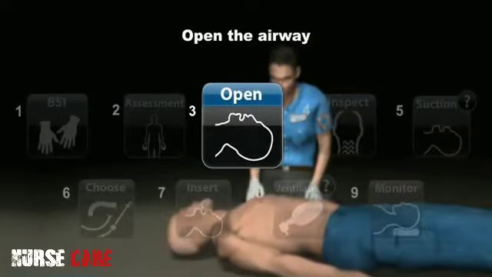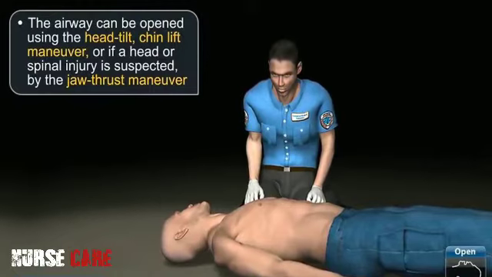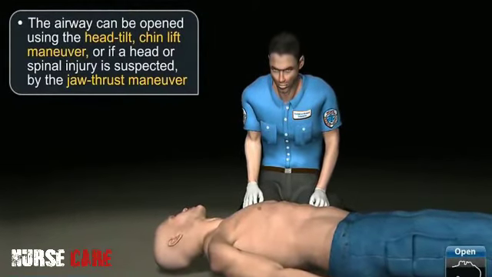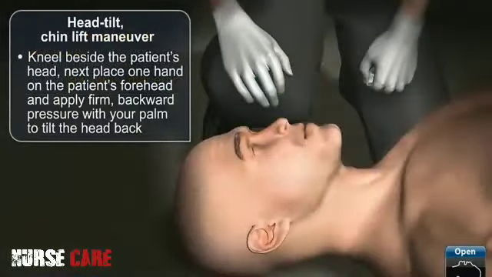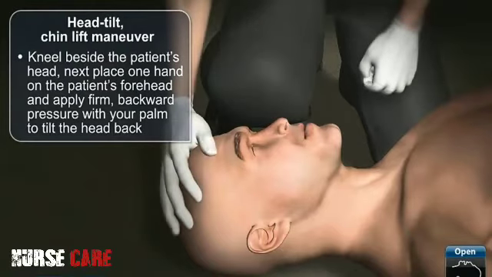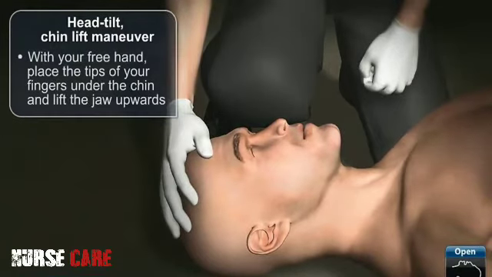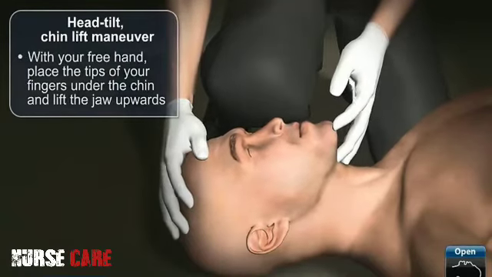Open the airway. The airway can be opened using the head tilt, chin lift maneuver, or if a head or spinal injury is suspected, by the jaw thrust maneuver. To perform the head tilt, chin lift maneuver, kneel beside the patient's head. Next, place one hand on the patient's forehead and apply firm backward pressure with your palm to tilt the head back. With your free hand, place the tips of your fingers under the chin and lift the jaw upward.